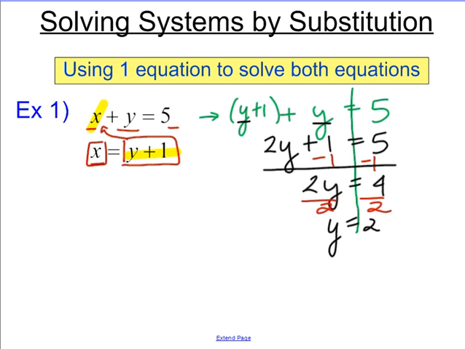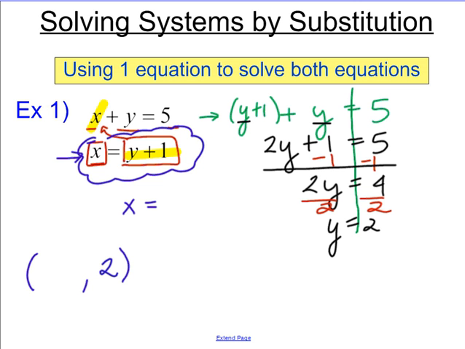Now we have to remember, just like before when we're solving a system, our answer is always an ordered pair. Since I found y as being 2, I'm going to drop the 2 in that spot in the ordered pair. Now what I'm missing is the x. So I'm going to go back to the original equations, and I'm going to use this one here, x equals y plus 1. And I'm going to put 2 in place there. I know that x equals 2 plus 1. Well, 2 plus 1 is 3, so our solution to the system is (3, 2).